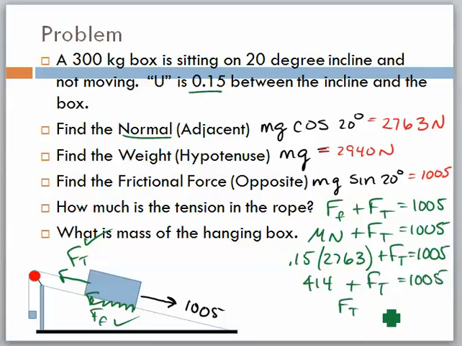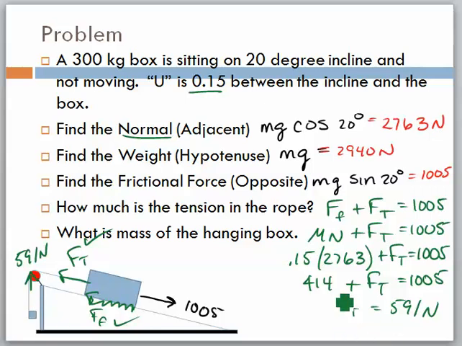The force of tension then has to be equal to 1,005 minus 414 newtons, which turns out to be 591 newtons. That means that there is a tension force in here of 591 newtons. That means right here there is 591 newtons pulling up. But what is it pulling up on? It's pulling up on the weight of this.